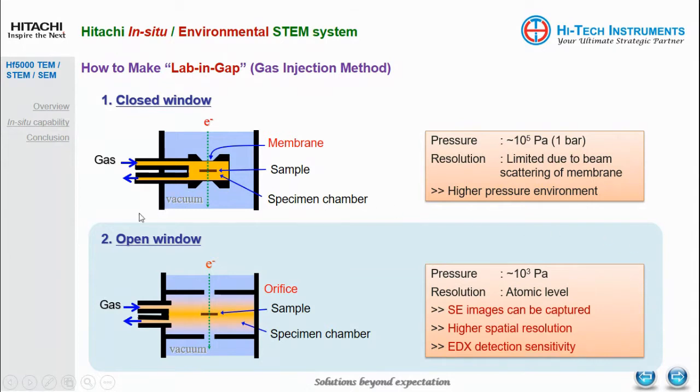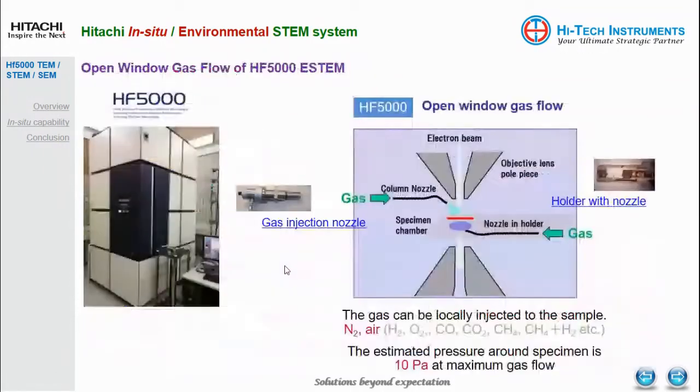So this is the background of the design of the lab in gap in HF5000 for catalysis observation. For the open window, you can see the gas system here. This is the nozzle here.